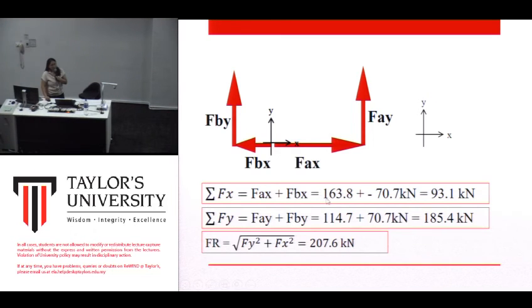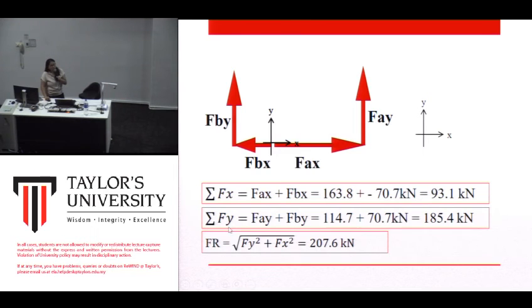So FAX is 163.8 in the positive direction, and FBX is in the negative direction. That's why you have a resultant force, which is 93.1, only in the x direction. Do the same for the y direction.